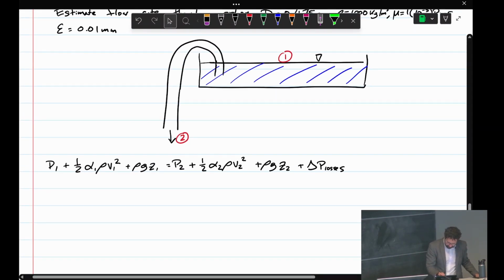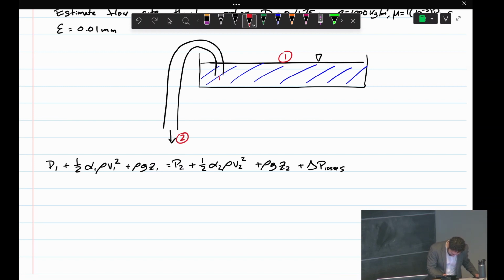Now, you could take, say, point 1 to be the entrance point, like this. But the issue is the velocity there at the entrance point is an unknown. So the reason I picked point 1 to be the free surface of the reservoir is so that we can say a couple of things. Well, one, the velocity there is unknown, and the pressure there is also unknown.